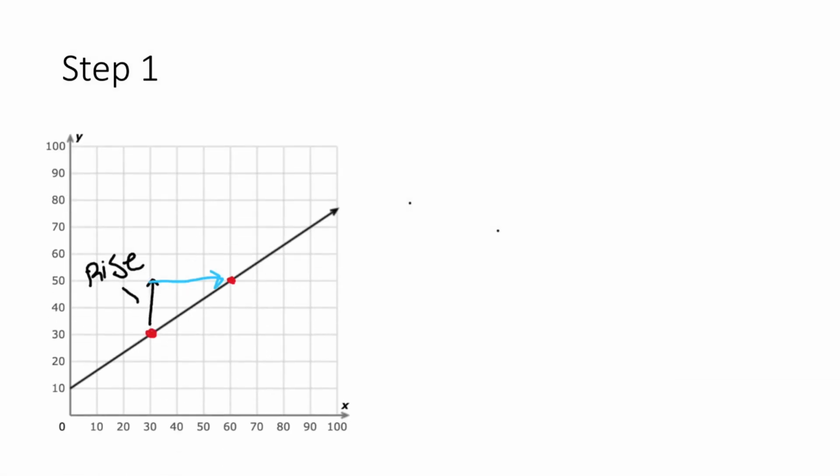Step 1. You find slope by finding the rise over the run. In this example, I have provided you with a graph. Notice I chose 2 points, and those 2 points are (30, 30) and (60, 50). For the rise, which is labeled, I got 2. For the run, I got 3. So therefore, your slope would be 2 over 3.